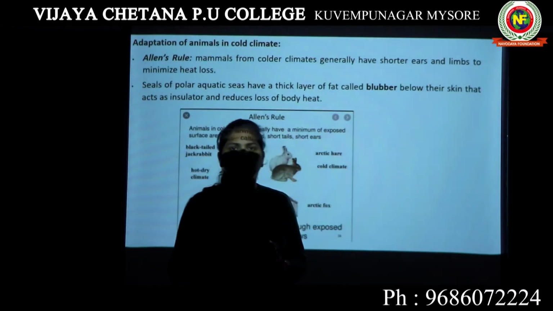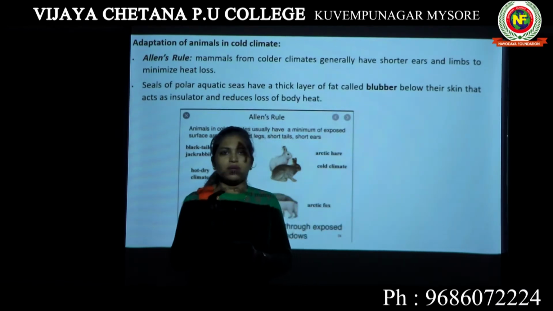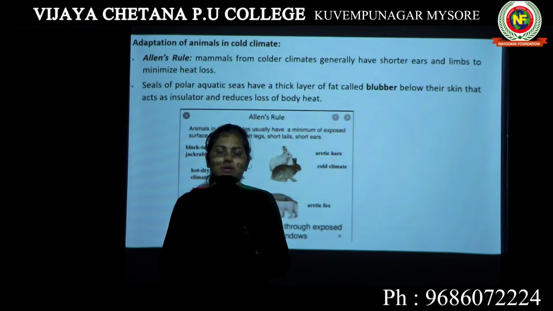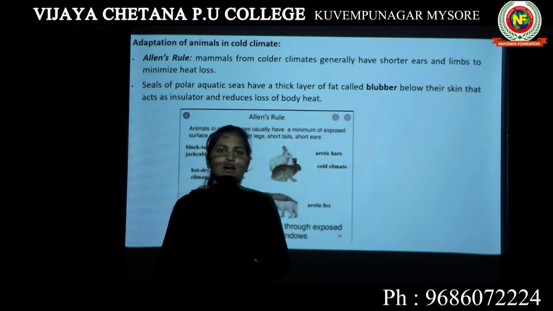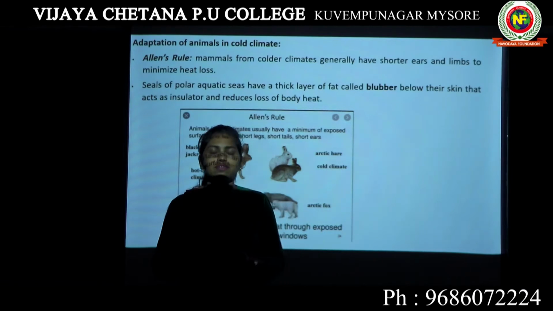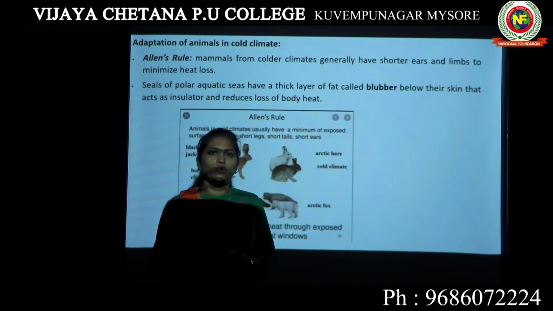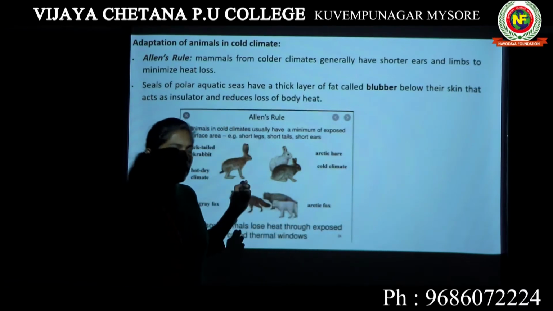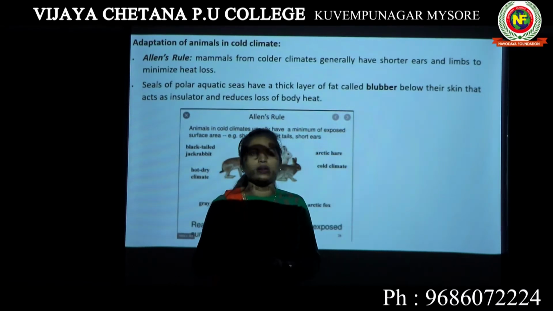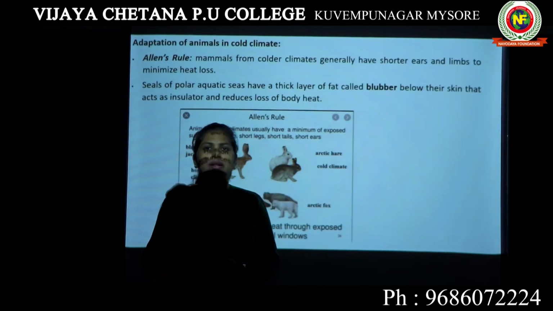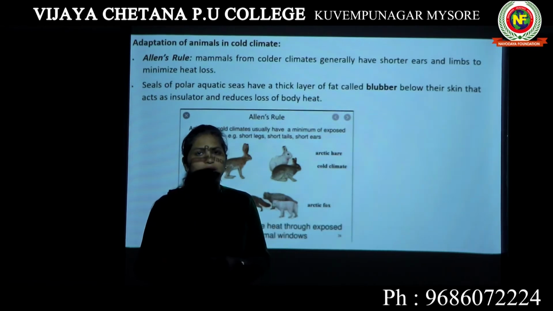In my previous class I explained that in very small organisms, when compared to their body volume, the body surface is very large. This is the case, so these animals tend to lose heat very fast from their body surface. That is the reason Allen's rule says that usually the organisms which live in colder climates have very short limbs. That means their limbs and ears will be shorter when compared to organisms living in hotter climates.